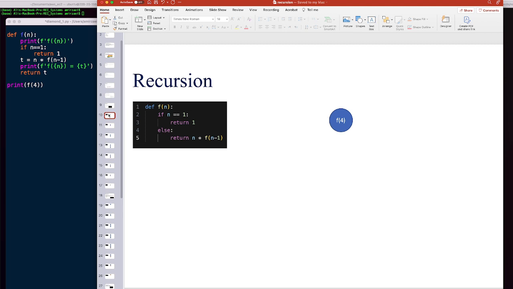So let's look closely. If this is a recursion function for factorial, what's really happening under the hood? Imagine we want to find the factorial of 4. Basically, 4 factorial. We call this function f with parameter 4 at the beginning. Then it comes here, and it says, is 4 equal to 1? No. And it calls 4 times the function factorial with parameter 3. Parameter 3, it says, is 3 equal to 1? No.